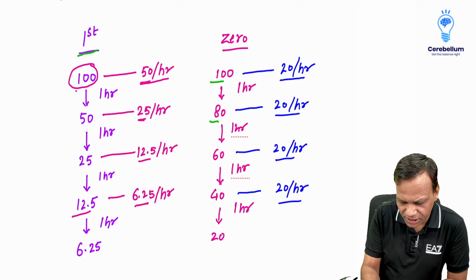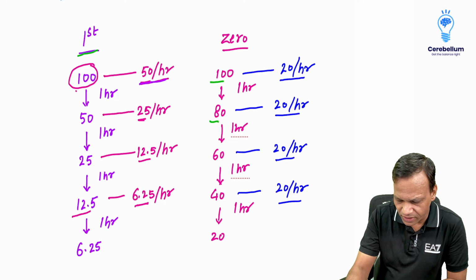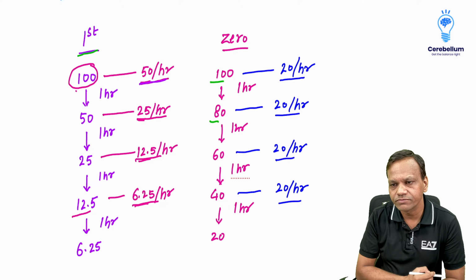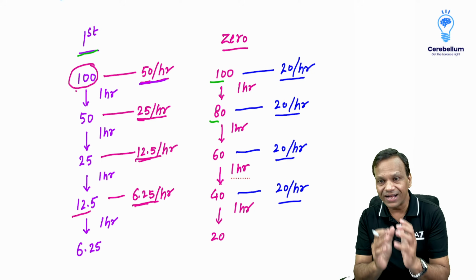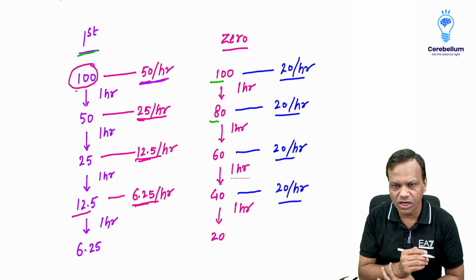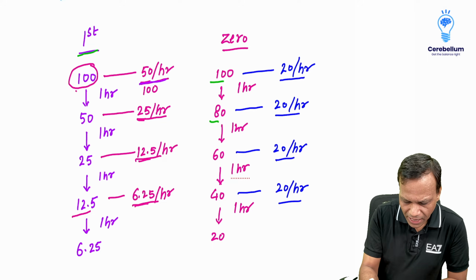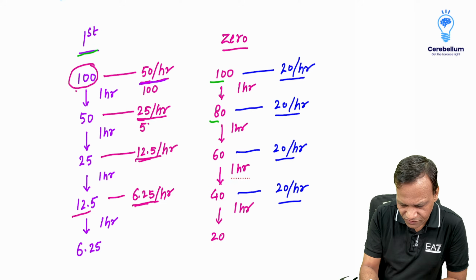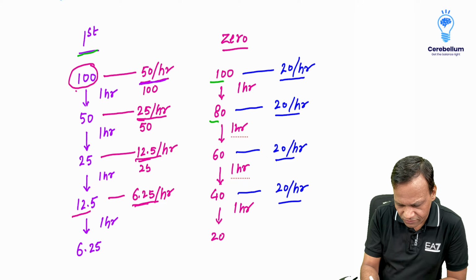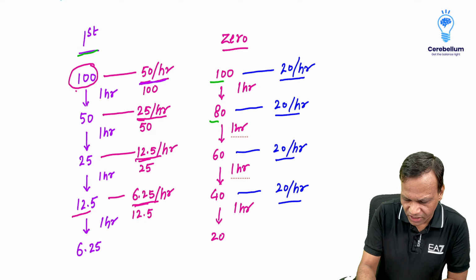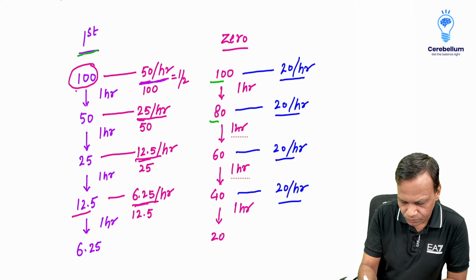So rate of elimination here is 50. Here rate of elimination is 25. Here it is 12.5. Here it is 6.25. And to get clearance, we will divide it by the corresponding plasma concentration. Plasma concentration at this point is 100. At this point, plasma concentration is 50. At this point, it is 25. At this point, it is 12.5. So this becomes clearance.